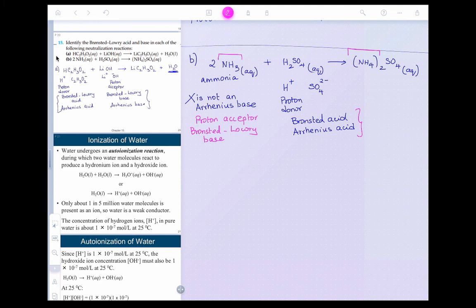Let me rephrase that. Both definitions can be applied to sulfuric acid. This is sulfuric acid. However, in this case, you cannot call ammonia an Arrhenius base, but you can certainly call it a Bronsted base. So this is a great example where the Bronsted-Lowry definition can be used for both ammonia and sulfuric acid, whereas Arrhenius can be used only for sulfuric acid, and cannot be used for ammonia.